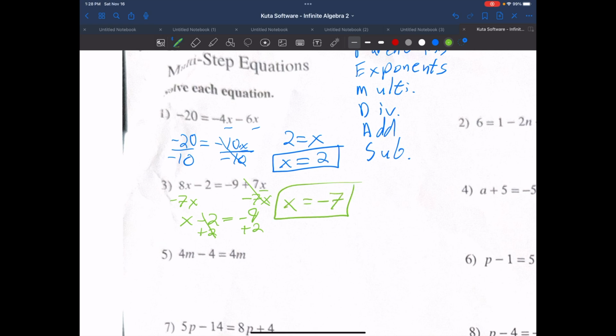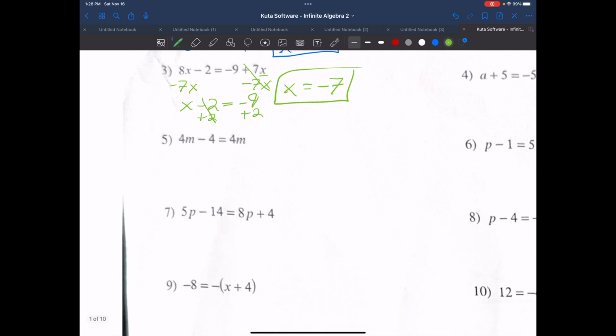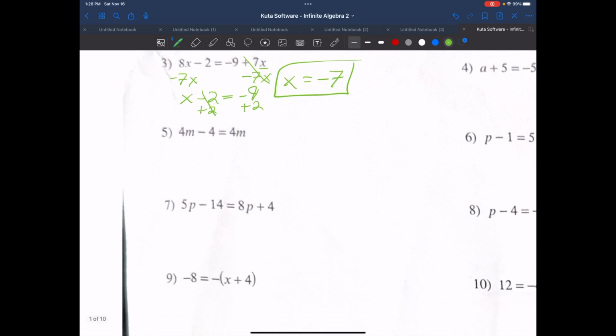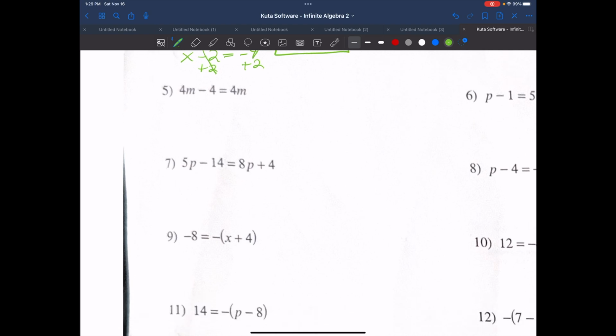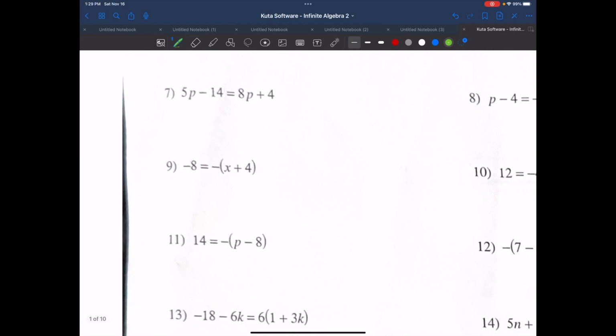All right, so there's 2 done. Going on to the next one. Number 5 is very similar. So is number 7. Number 9 gets more complicated, so I'm going to do number 9. I'll go back to blue. In this case, I have the distribution happening. So this negative will be distributed. Let's start there. This is number 9, by the way. So I'm going to distribute.